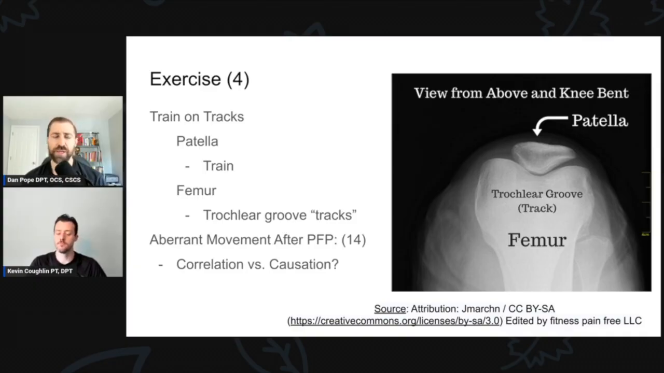And essentially, in folks that have patellofemoral pain, they have aberrant motion, which essentially just means they usually move a little bit more from the hip, a little less from the knee.